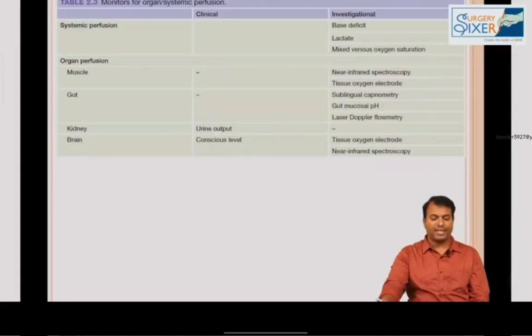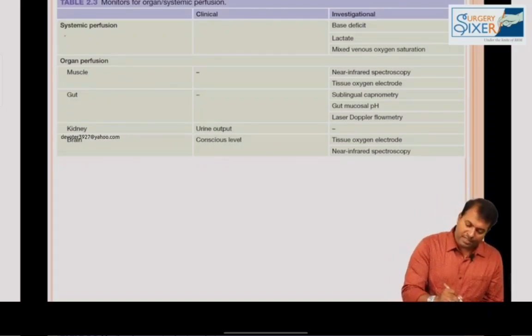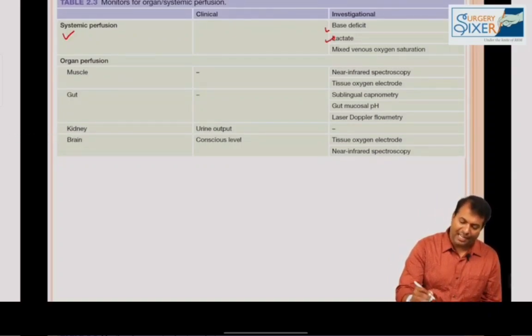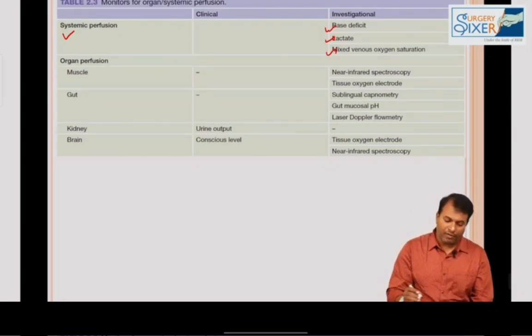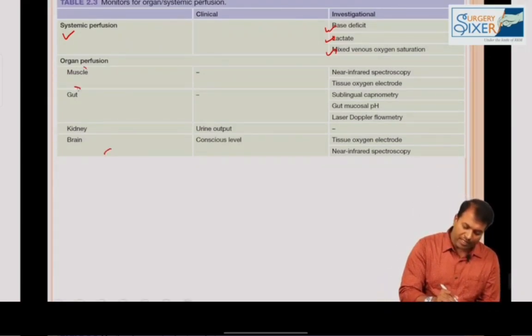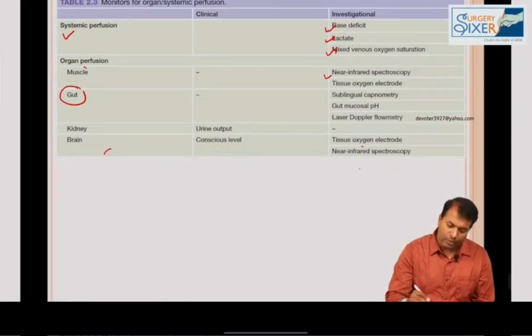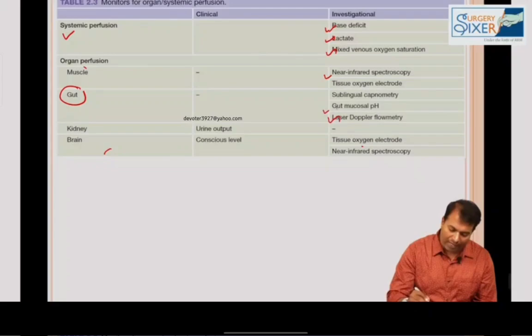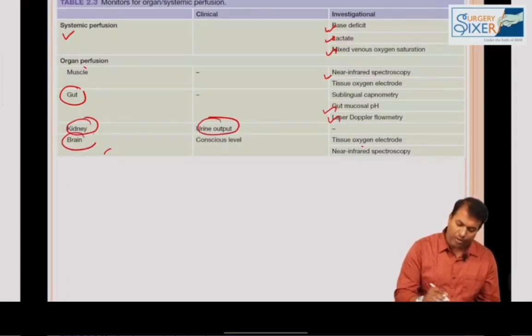And in Bailey and Love, there is an interesting table. I want you to note the table because this may be asked in your exam. See this table. Systemic perfusion: base deficit, lactate level, and MVOS are tested. For GIT perfusion and muscle perfusion, they are now using infrared spectroscopy and tissue oxygen electrode. For the gut, they are using gut mucosal pH, laser Doppler flowmetry, and sublingual capnometry. For the kidney, we use urine output, and for the brain, conscious level as well as tissue oxygen electrode and near infrared spectroscopy.